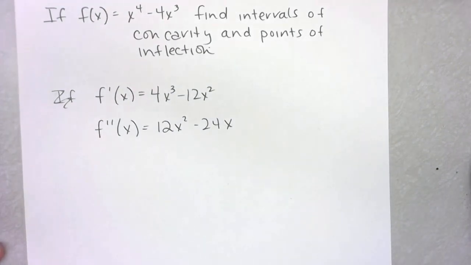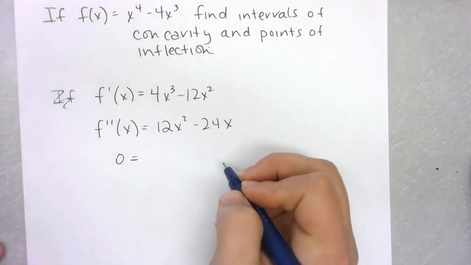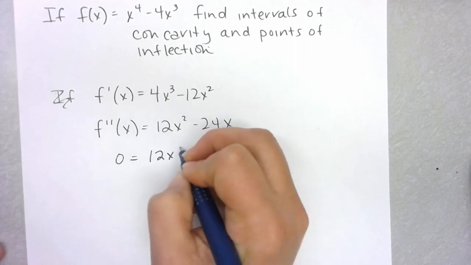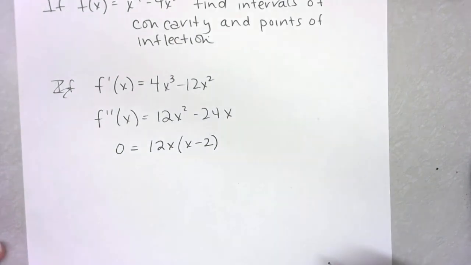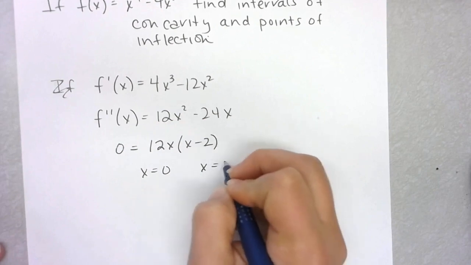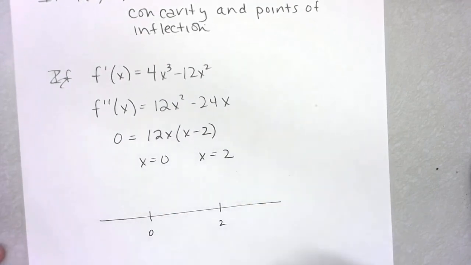It doesn't have a denominator, so it's not going to have an undefined place. So I'm going to set it equal to 0. Again, factoring is my friend. I have a greatest common factor here of 12x, leaving me with x minus 2. So I'm going to get zeros at x equals 0 and x equals 2. There's my 0, there's my 2.